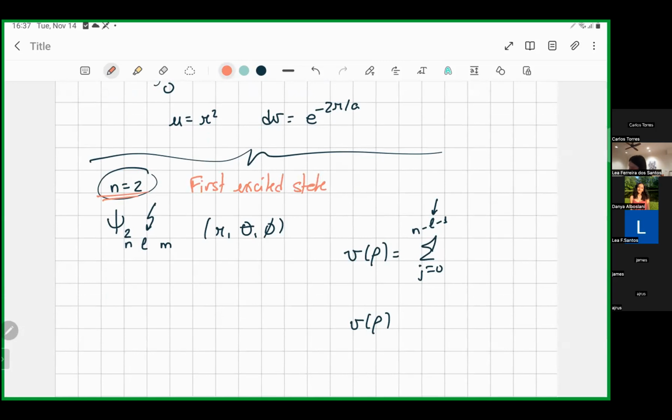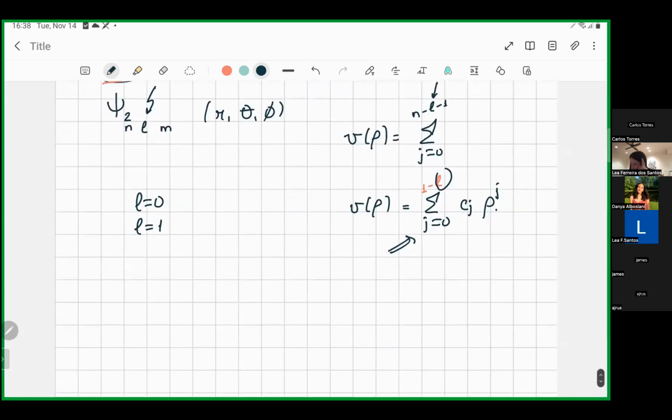Okay, so that means that our sum here goes from J=0 up to 2 minus 1, which is 1, minus L. So now we have to think, what are the possible values for L? Well, L can be 0. L can also be 1. And this sum makes sense. So there are 2 possible values now for L.